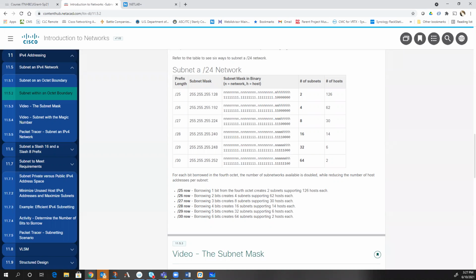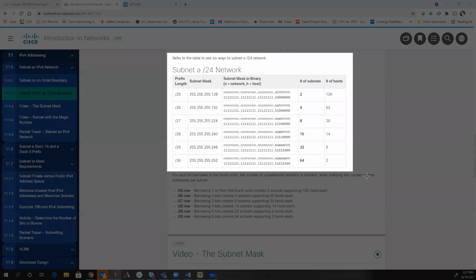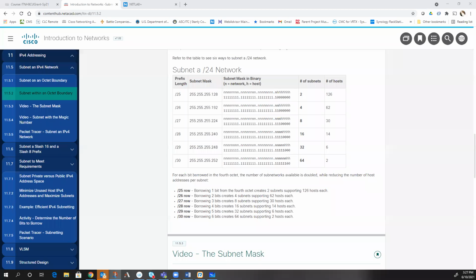Yep, so that's the high order bit turned on. If you borrow 2 bits, you'll notice the high order bit and the second high order bit turned on, your variable would be 64. Borrow 3 bits, your magic number is 32. 4 bits, 16, 8, 4.